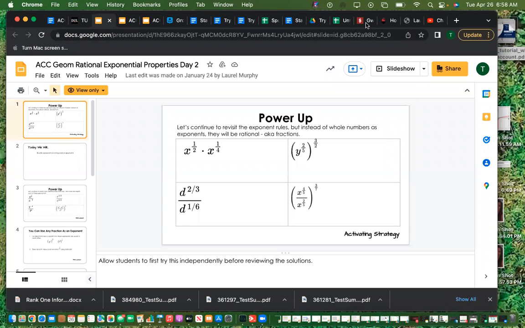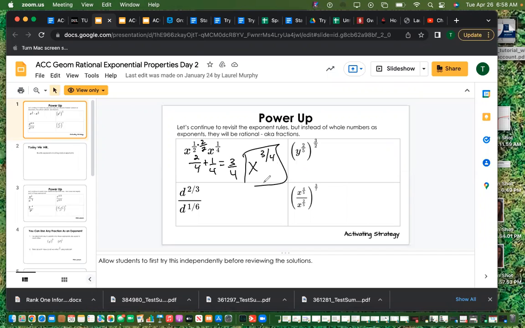All right, on this next one, what's going to happen is you're going to take these, and they have to have the same denominator in order to add them together. So for instance, on this one, you're going to multiply by 2 in the top, 2 in the bottom. So this will be 2/4. 2/4 plus 1/4 is going to give me 3/4. And so this would be x to the 3/4.